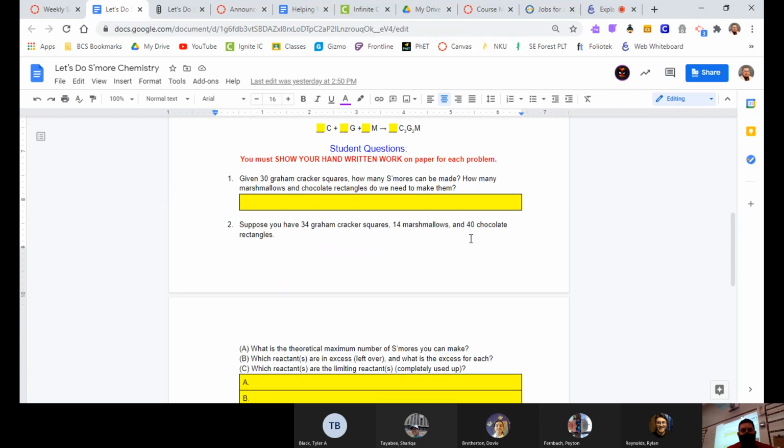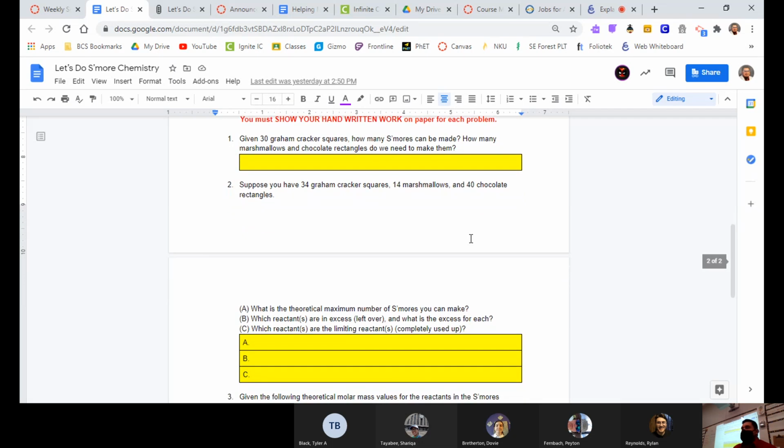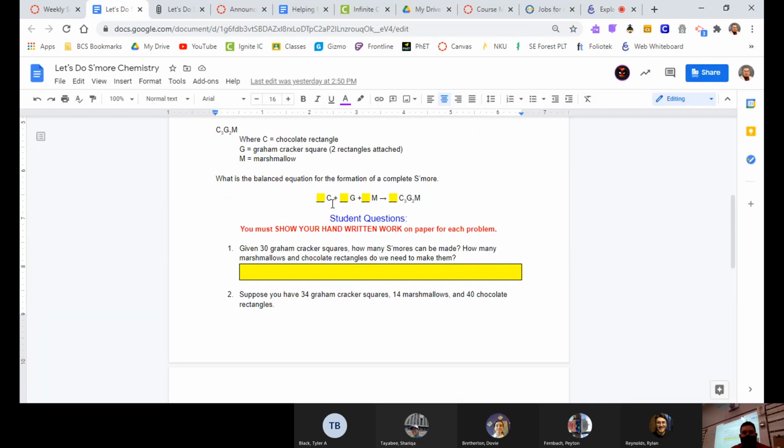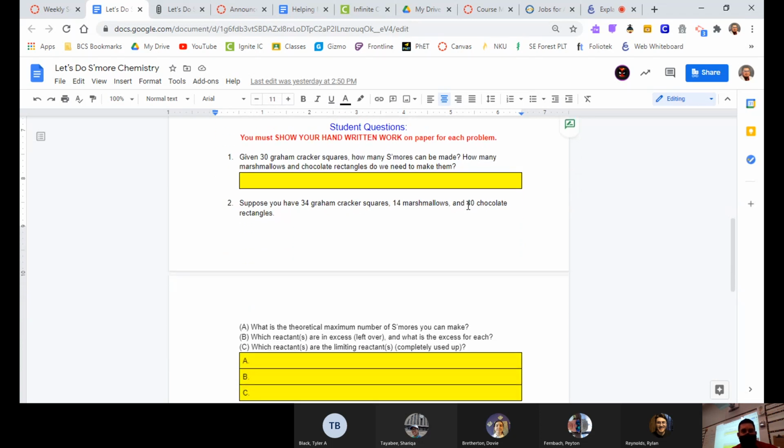All right, so here we go. Let's figure this out. And I'll do this with you. So go ahead and get out paper and pencil. You need to take pictures of this, so go ahead and do this with me. Number 1 says, given 30 graham crackers, how many s'mores can be made? For that little thing above it, oh yeah, you need to balance it. Do we need to handwrite it out? You can just fill in those blanks. That's fine for that one. Yes, you do need a balanced equation, which is super easy to balance.